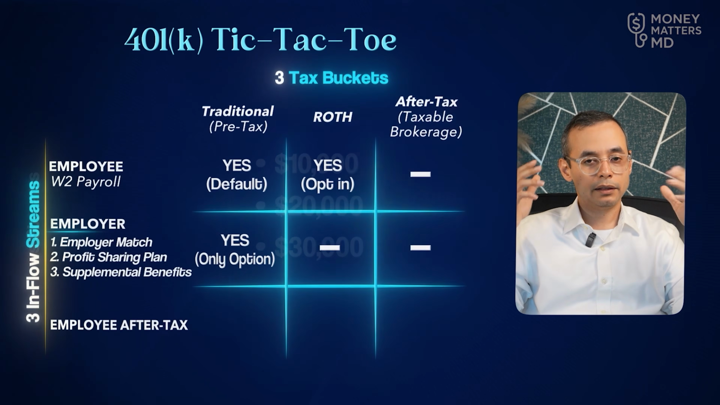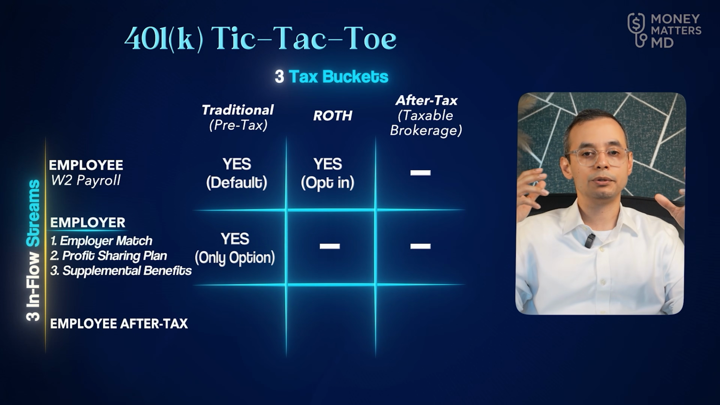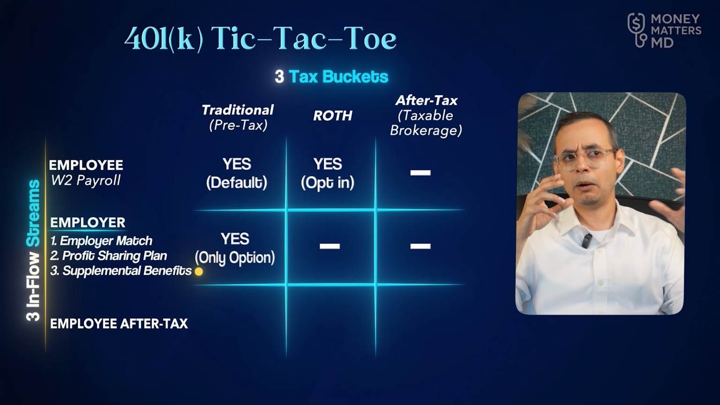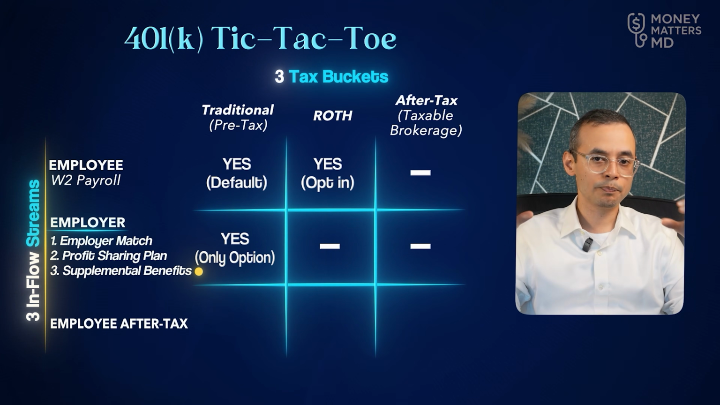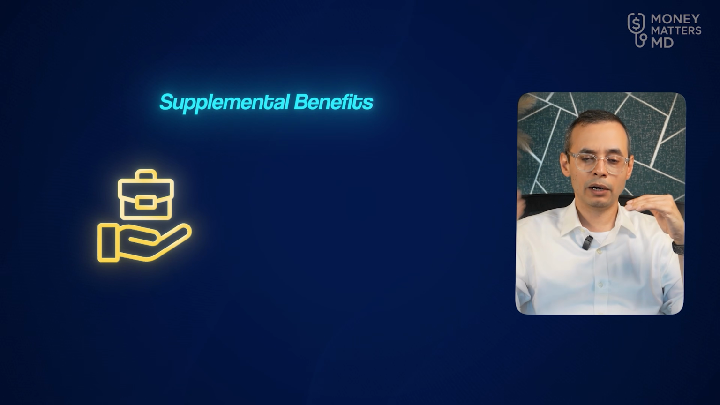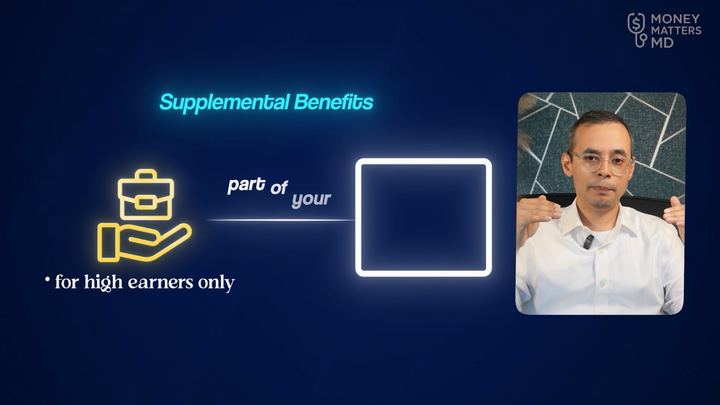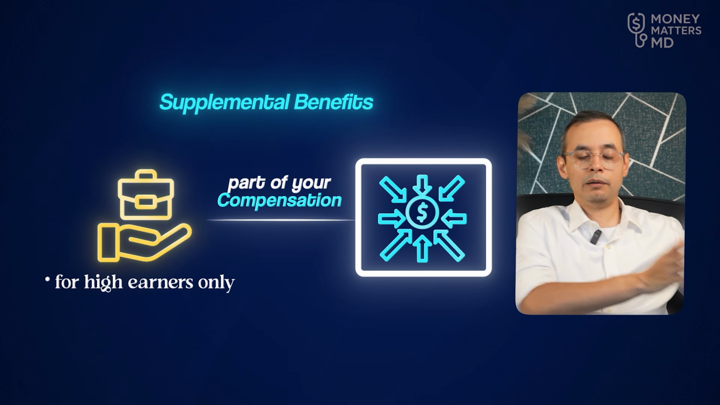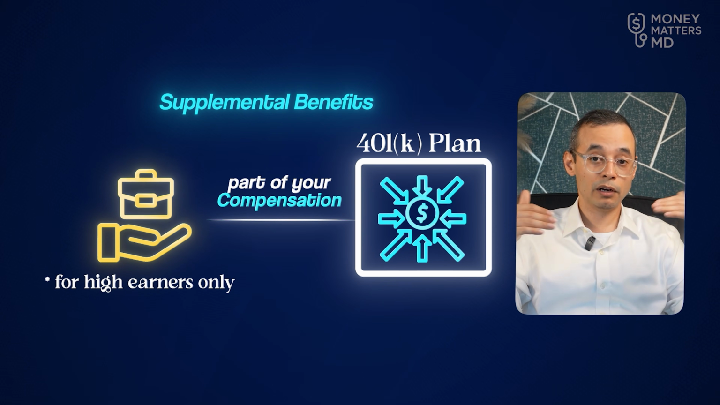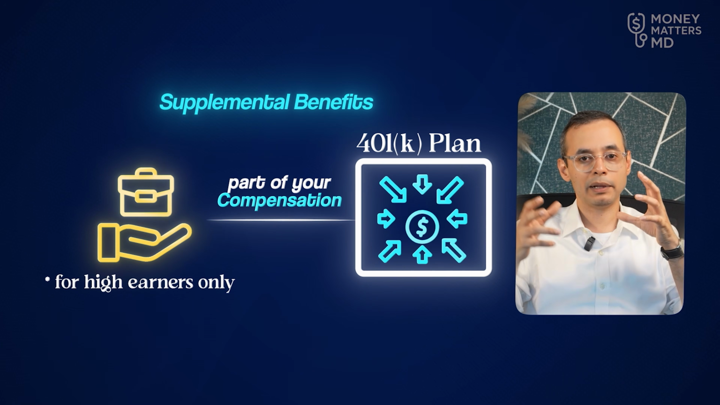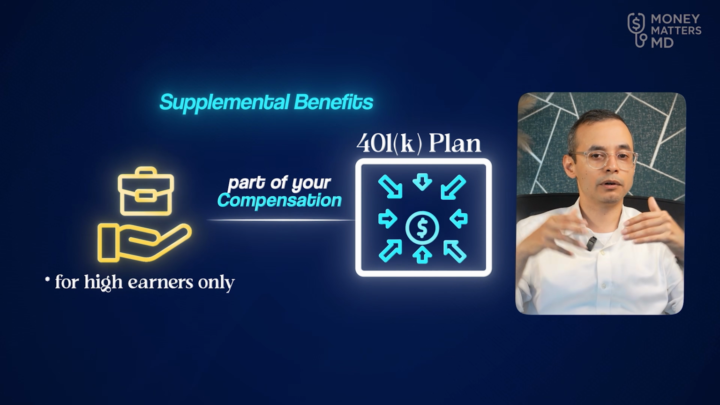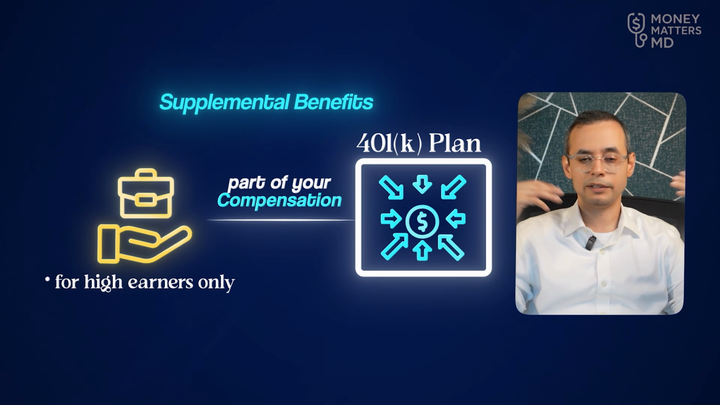Now, the third way the employer can contribute to your 401k plan is via something very rare that most people don't have. It's called a supplemental benefits group. In this particular plan, your employer can redirect some part of your compensation via direct contribution to your 401k plan so that you can contribute up to the IRS maximum limit for that tax year. This is something only a few people have access to, and this is usually a feature for high income professionals or executives.